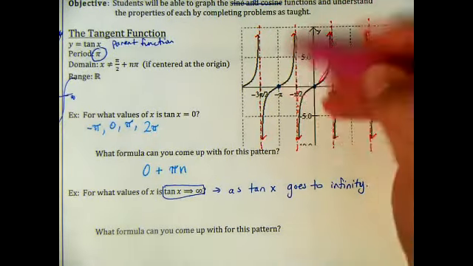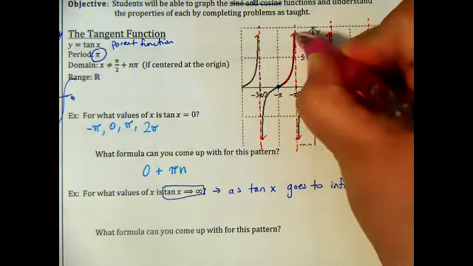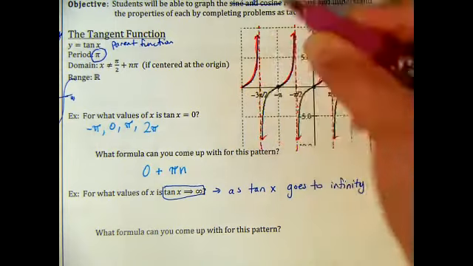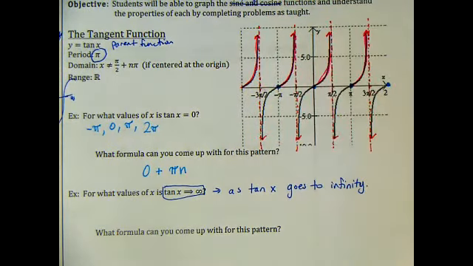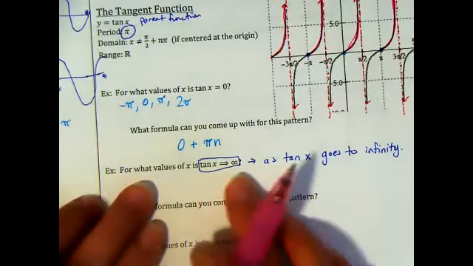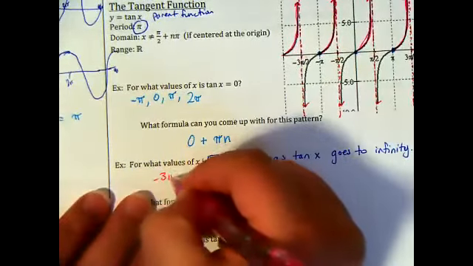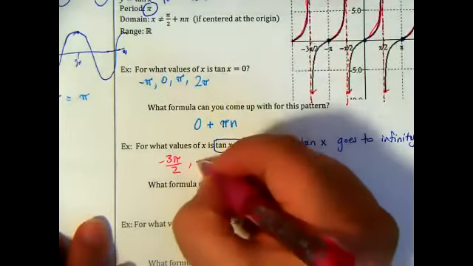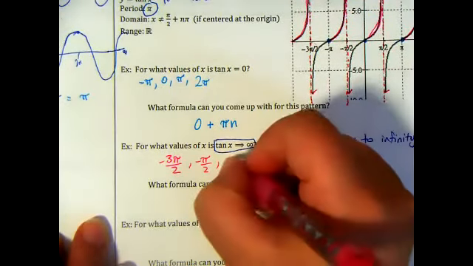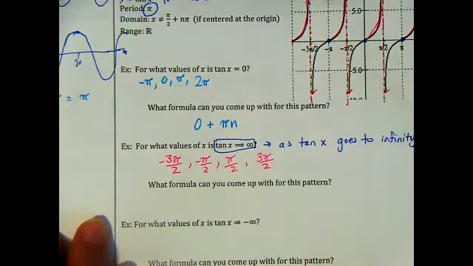And then on this side, I can see that it's happening as it's going toward negative pi over 2. On this side, I can see that it's going up toward infinity as it's going to negative 3 pi over 2, okay? So what values of x is tangent of x going upward toward positive infinity? I would have negative 3 pi over 2, negative pi over 2. So we're talking about these asymptotes here, at pi over 2 and 3 pi over 2.